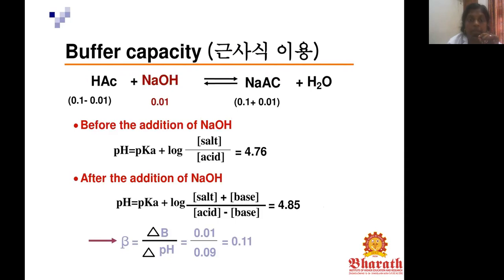Buffer capacity. Before the addition of NaOH, we can write pH equal to pKa plus log salt by acid. After the addition of NaOH, we write pH equal to pKa plus log (salt plus base) divided by (acid minus base). So we get 4.85. It is neutral. It can be represented as beta equal to delta B by delta pH equal to 0.01 by 0.09, which is equal to 0.11. We can calculate the buffer capacity with the help of this equation.